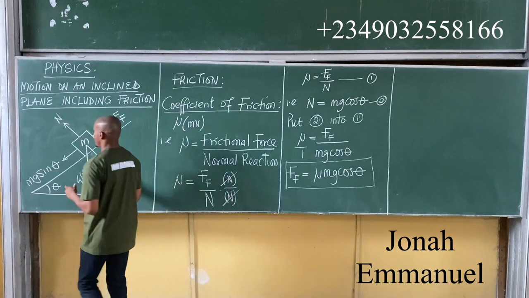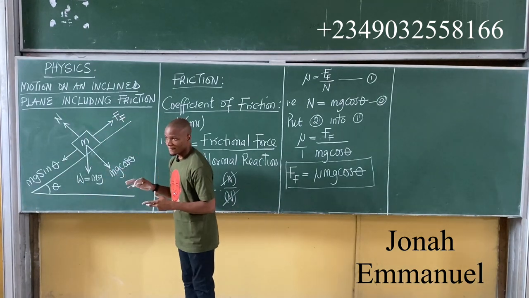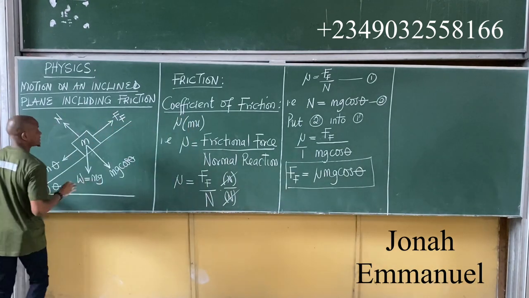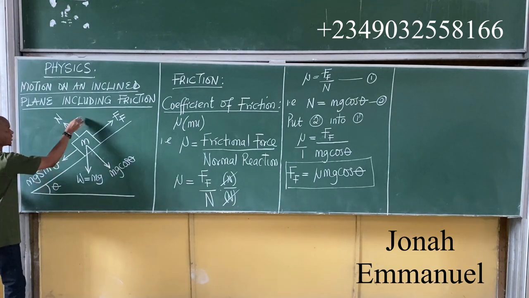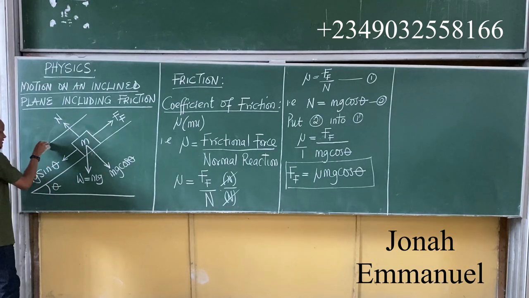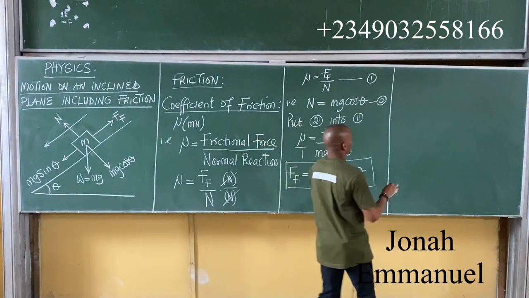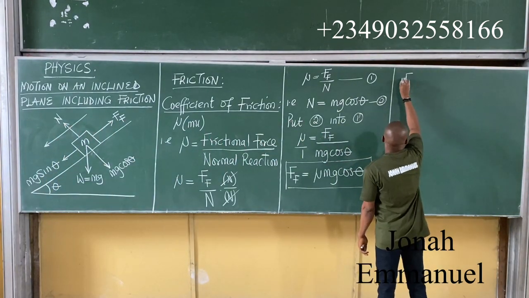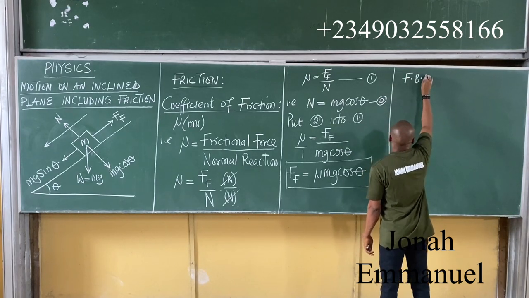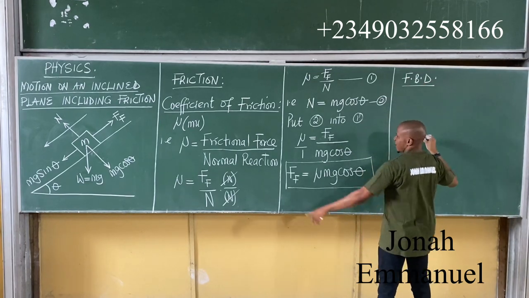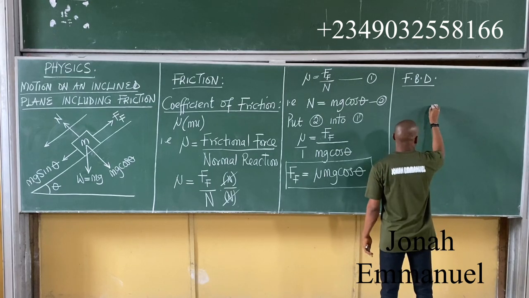So I have frictional force acting this way. In this case, observe that the direction of motion of this body is downward like this. So let's get our free body diagram. I'm having this mass here, mass M.